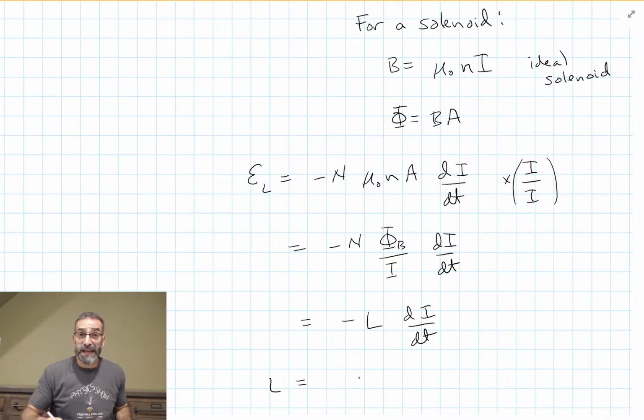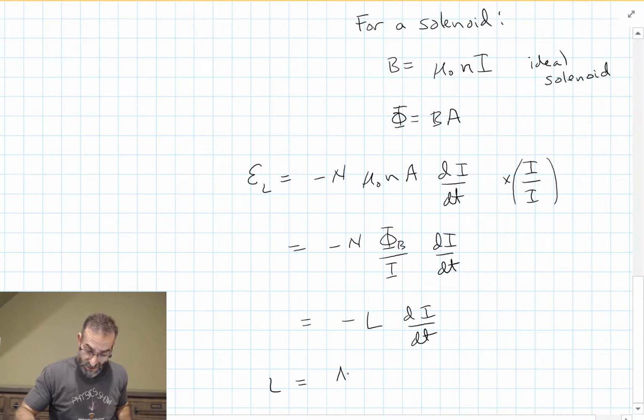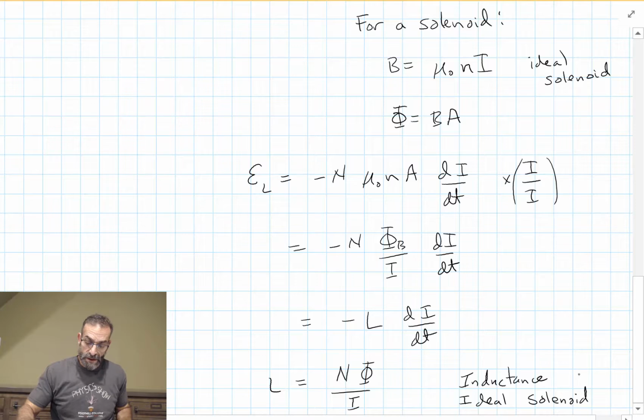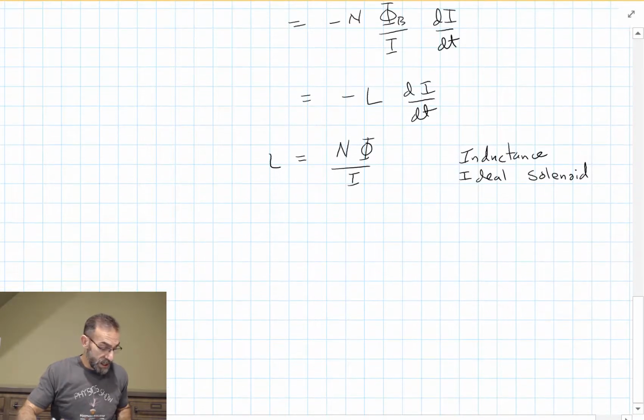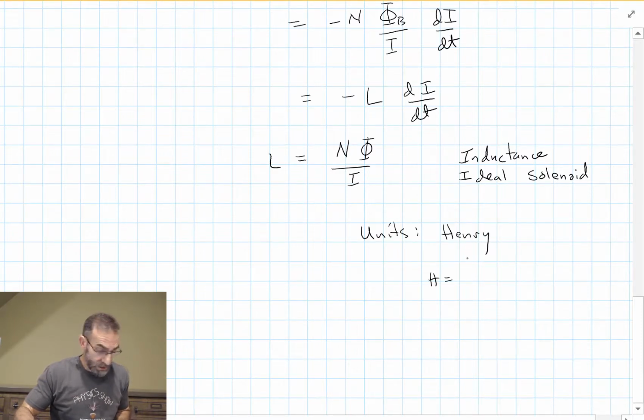This is only true for an ideal solenoid. But for an ideal solenoid, we get the inductance. L is the number of turns times the magnetic flux over the current. The units for inductance are the Henry, and 1 Henry is a volt second over an amp.